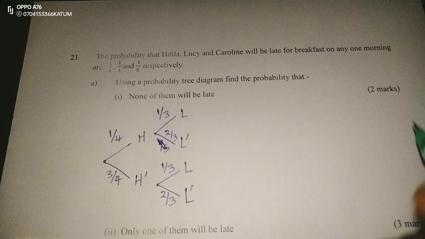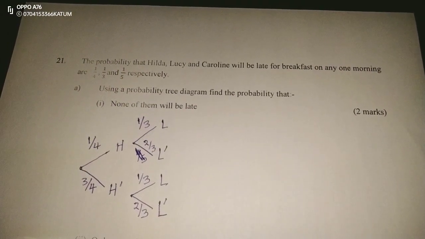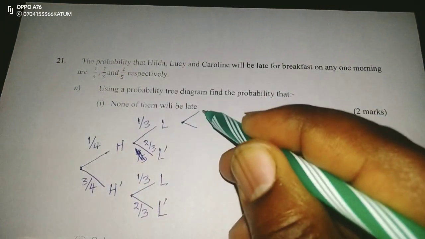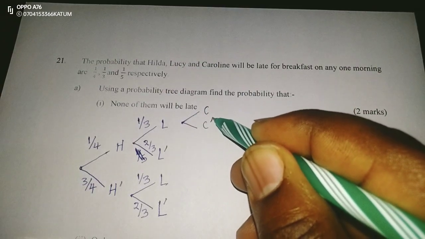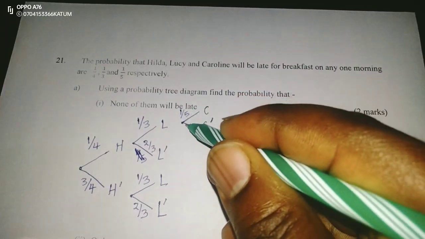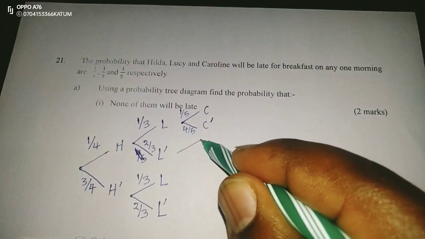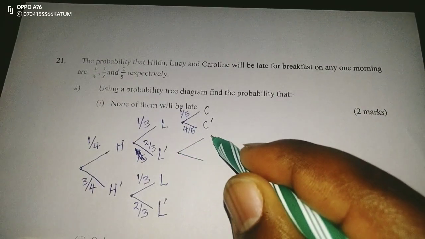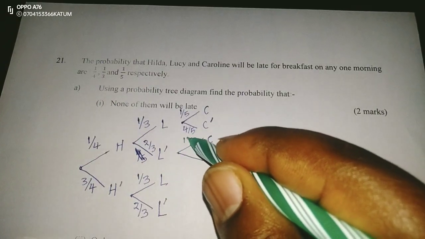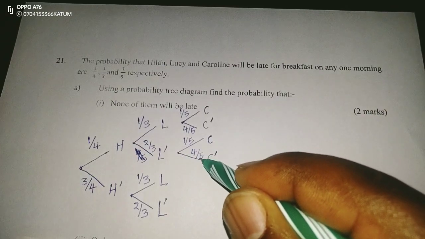Now, in the last bracket, we shall have the third individual, and that is Caroline. So for Caroline, she can either be late or not late. Being late is a fifth, which means not late is 4 out of 5. Using this bracket, it will still be the same. Caroline late is 1 out of 5, so not late is 4 out of 5.